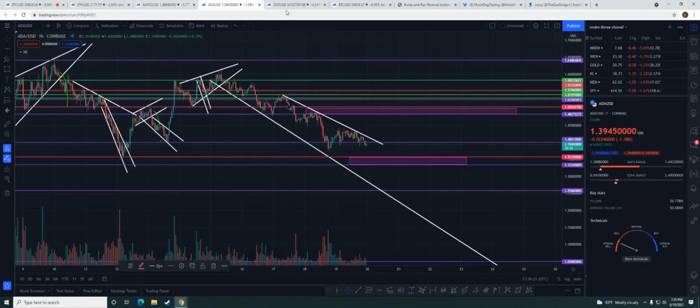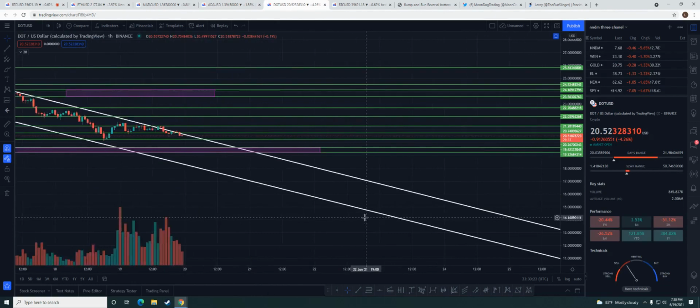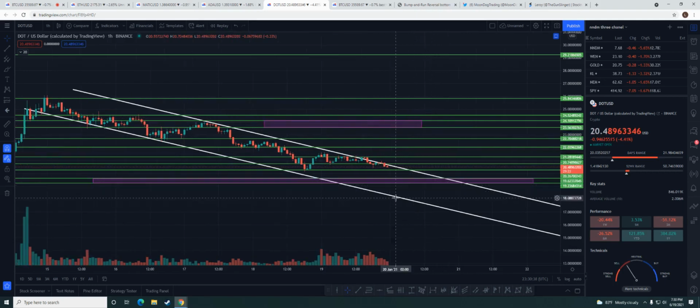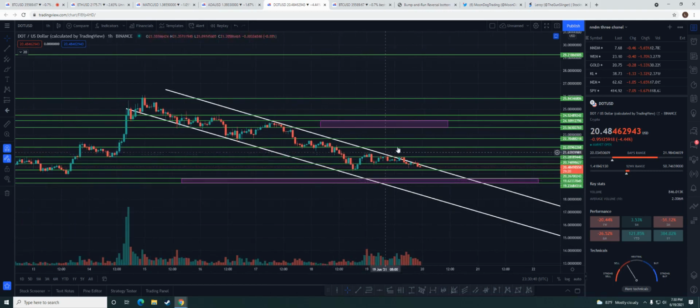Cardano, we went over Cardano. Now DOT, we're looking at the same thing, guys. Just sideways. We've been trading sideways. We talked about these levels, and we're just trading sideways in them. Okay, these are our two potential areas we want to hold up. Well, we want to hold up here and get past here. That would be bullish, right? So this is where we're at with DOT. Nothing's changed. Just sideways movement on everything.